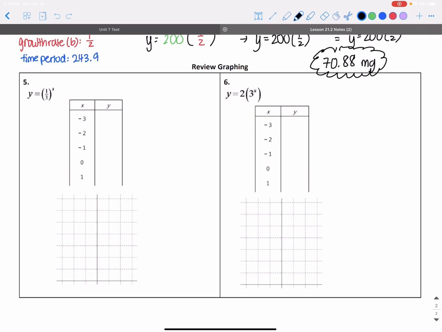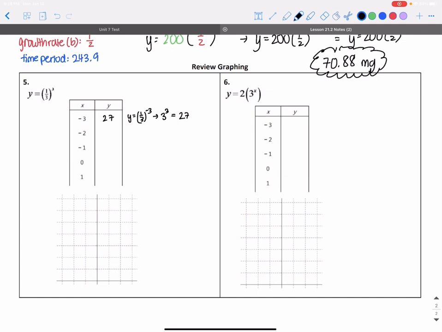So if I have y is equal to 1/3 to the x power, I'm going to fill in this table here. -3, I'm going to plug that in. So I'll have y is equal to 1/3 to the -3rd power. And that is actually 3 to the +3rd power, which is 27. So if I have a negative exponent, I do the reciprocal, the base is the reciprocal, and the exponent is positive, and it's 27. So I have 27.